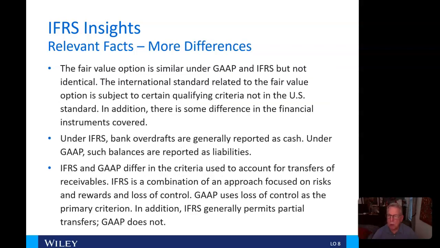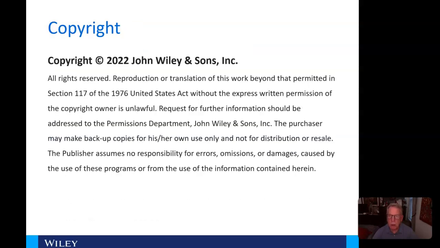And then more differences here. Fair value options are similar under GAAP and IFRS, but not identical. Want to check that in your reading as well. In addition, there's some difference in the financial instruments covered. Under IFRS, bank overdrafts are generally reported as cash. Under GAAP, such balances are reported as liabilities. And IFRS and GAAP differ in the criteria used to account for the transfer of receivables. So I'll let you read this on your own.